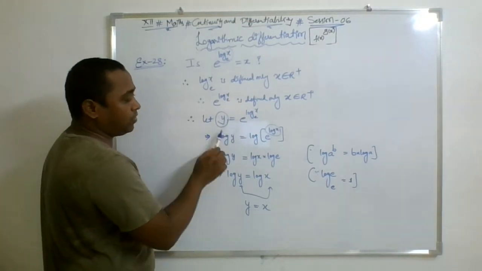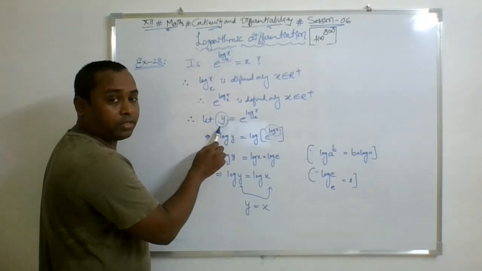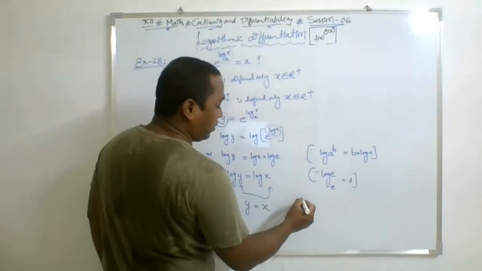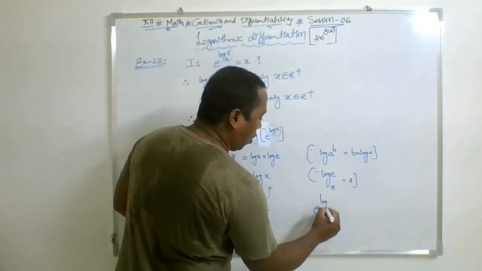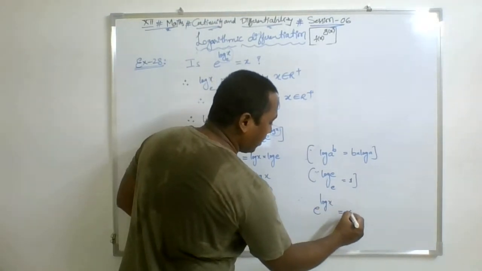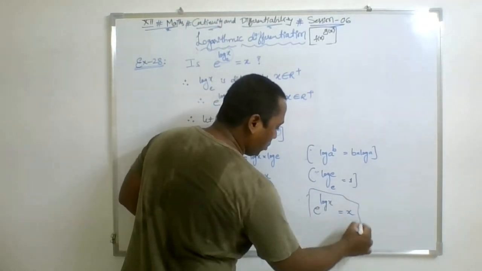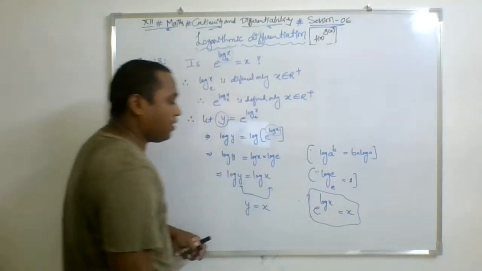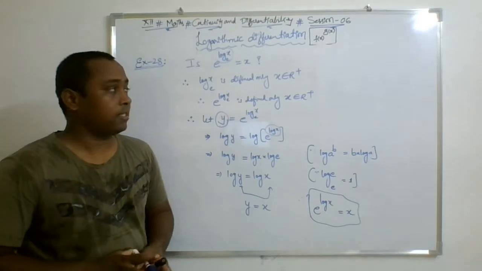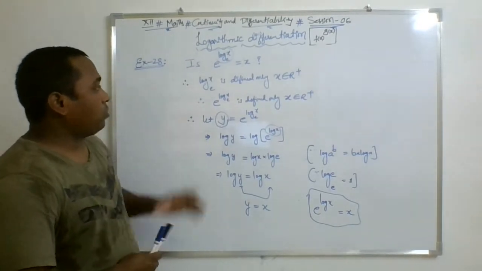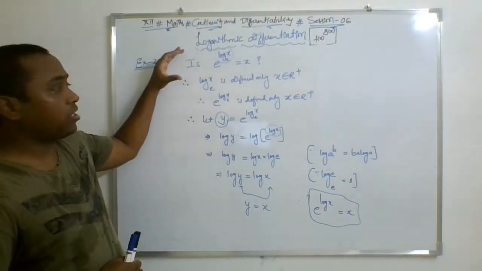Hence you can replace y here with x. So finally you can write, therefore, e to the power of log x is x. This is the most important property we are going to use in some calculations of the exercise. Fine. So this is the first and the most important question again.